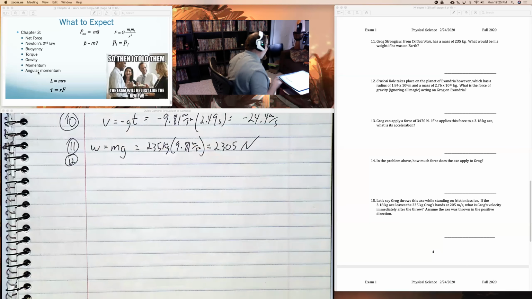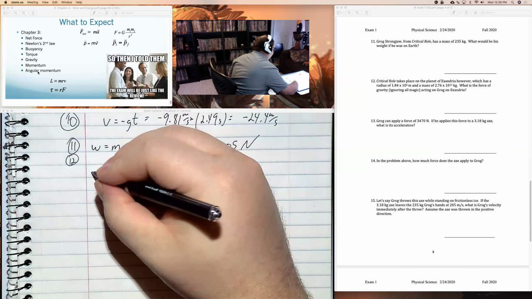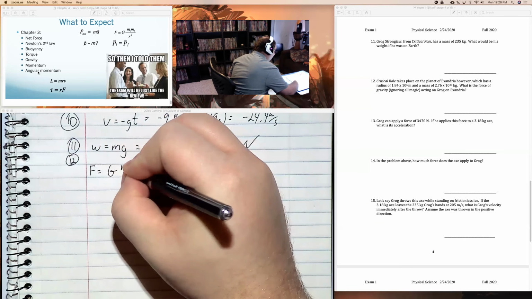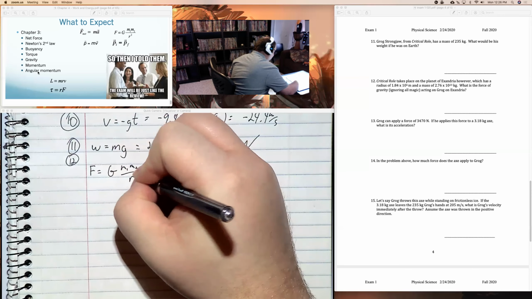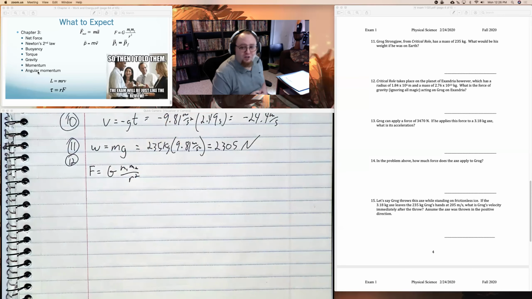Problem 12 says that's us if you're on Earth, but Critical Role does not take place on Earth. It takes place on the planet Exandria, which has a radius that's given and a mass, which is also given. What's the force of gravity on that planet? If we're not on Earth, the force of gravity goes by this equation. That is gravity for anything not on Earth, or gravity between things that aren't Earth.